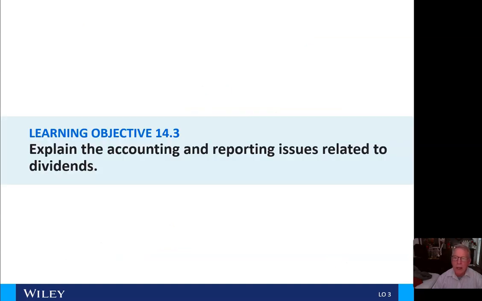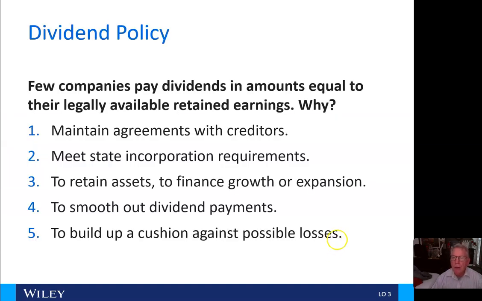Okay, now we're going to look at explaining the accounting and reporting issues related to dividends. Few companies pay dividends in amounts equal to their legally available retained earnings. Why is that? I think fairly obviously: one, they have to maintain agreements with creditors; two, they might need to meet state incorporation requirements to maintain certain levels of retained earnings; three, to retain assets or to finance growth or expansion; number four, to smooth out dividend payments; and lastly, number five, to build up a cushion against possible losses.